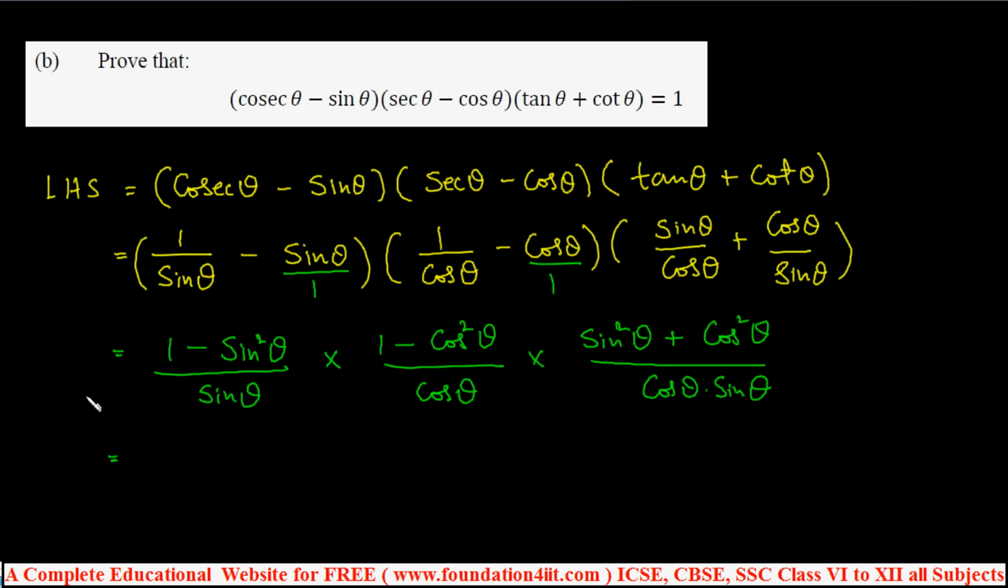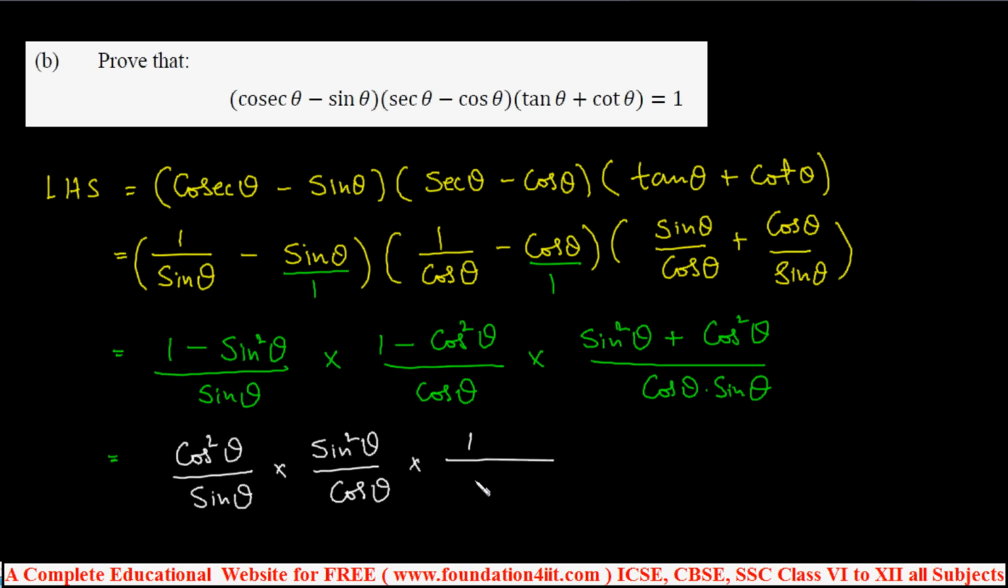Now next you'll apply the formula. What is that? 1 minus sin square is cos square theta, by sin theta as it is. 1 minus cos square is sin square theta by cos theta, and sin square plus cos square is 1, by again cos theta into sin theta.